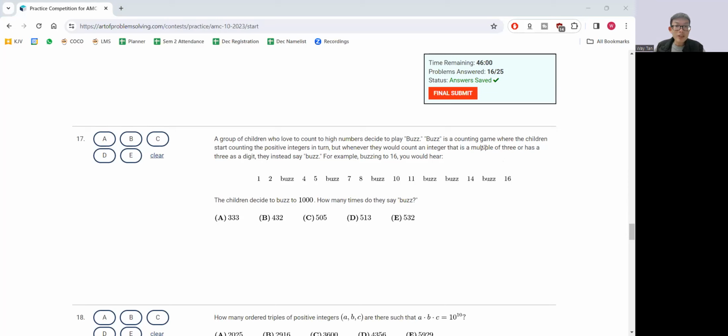But this is multiples of 3 or has 3 as a digit. How many times do they say buzz? Okay, so it means that either a multiple of 3 or has 3 as a digit. Let me think. Okay, I'm going to remove the 3 first. So from 1 to 1000, I'm going to count all the non-buzz.